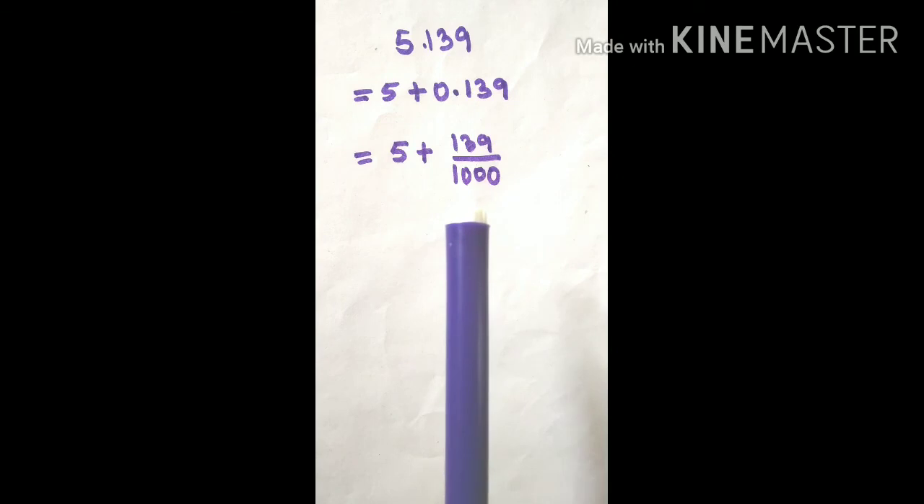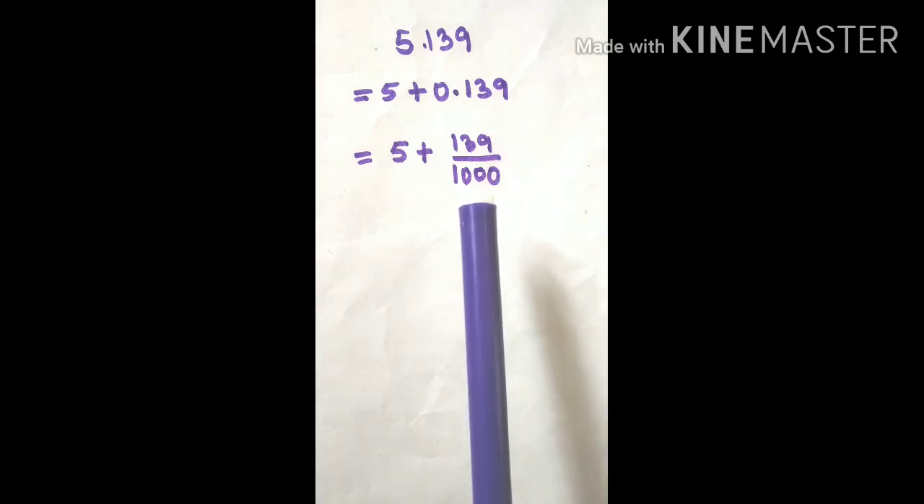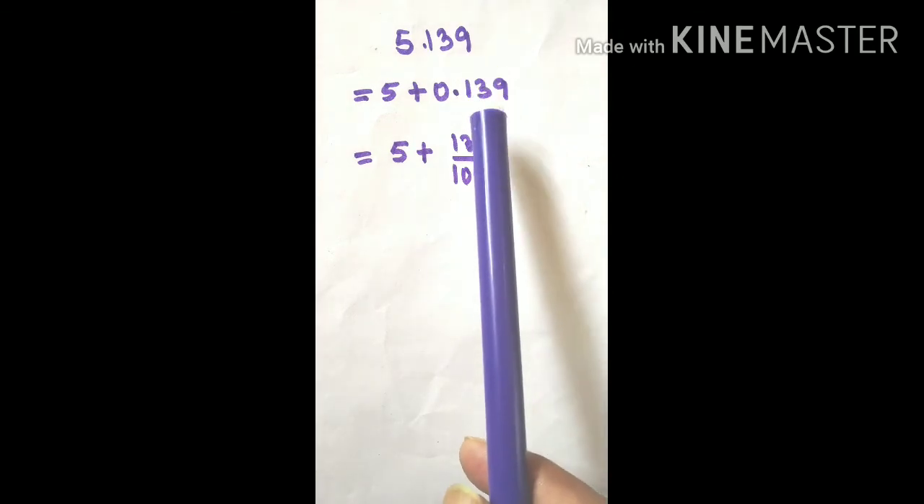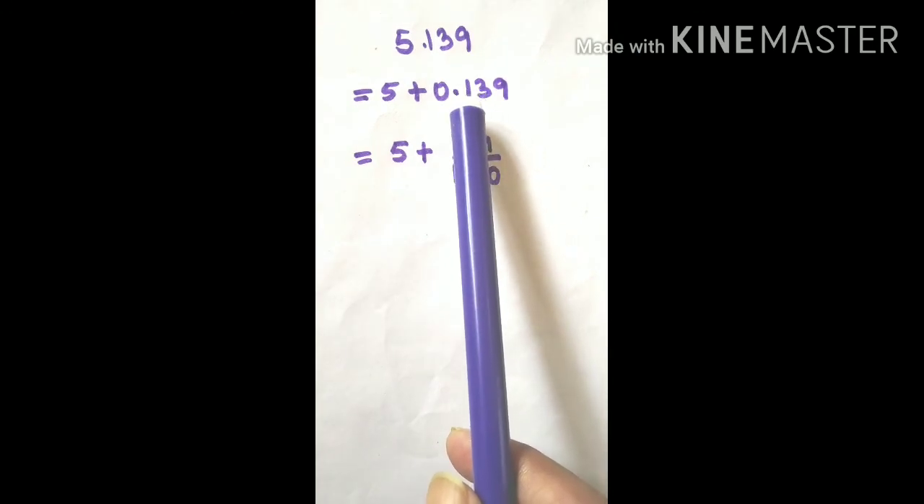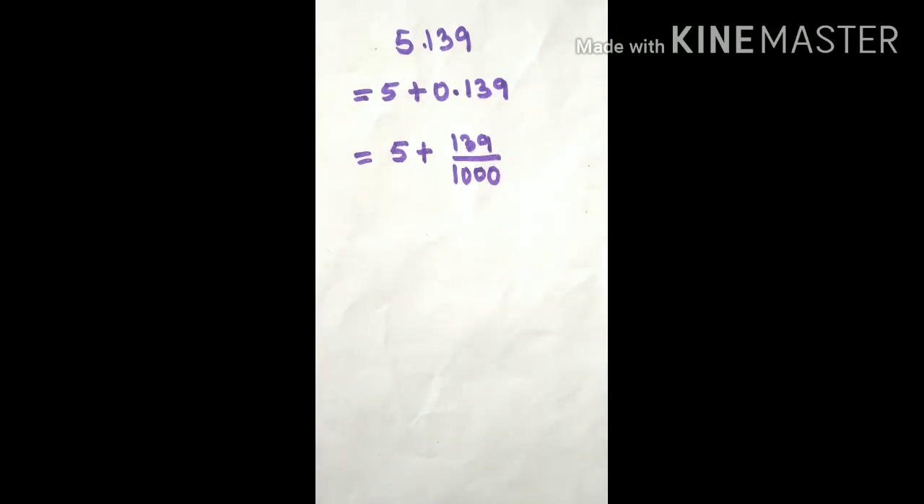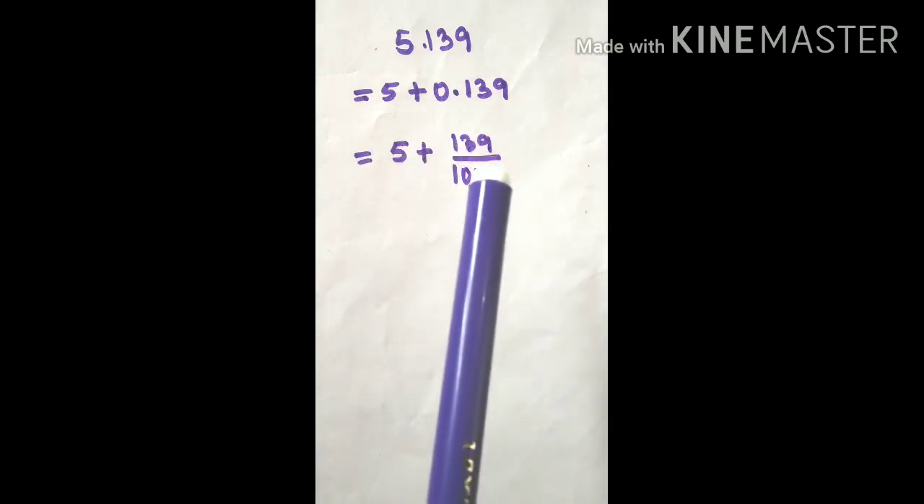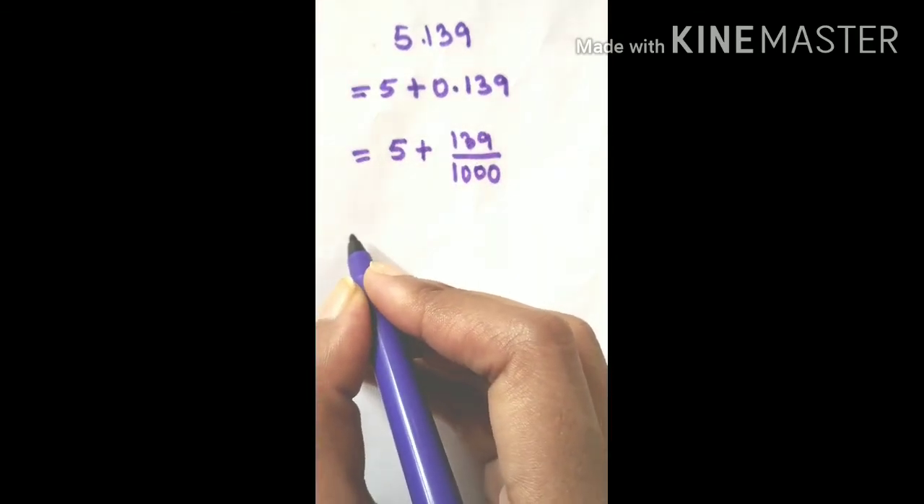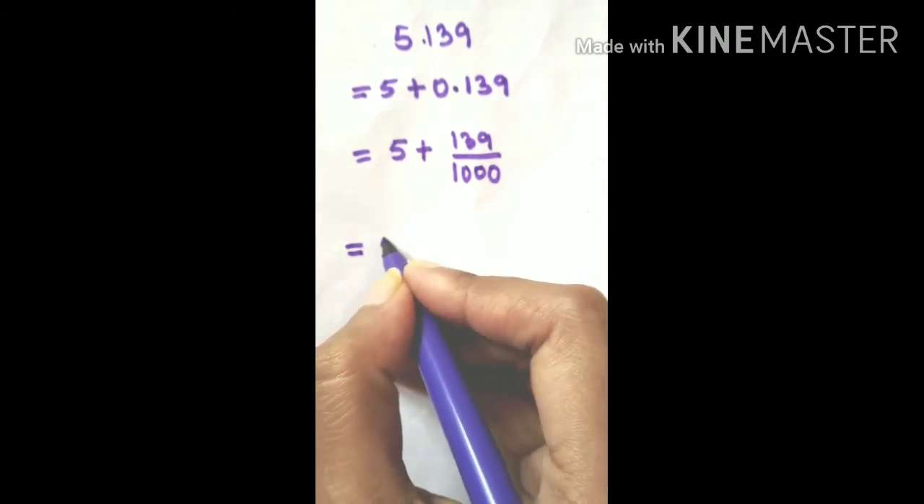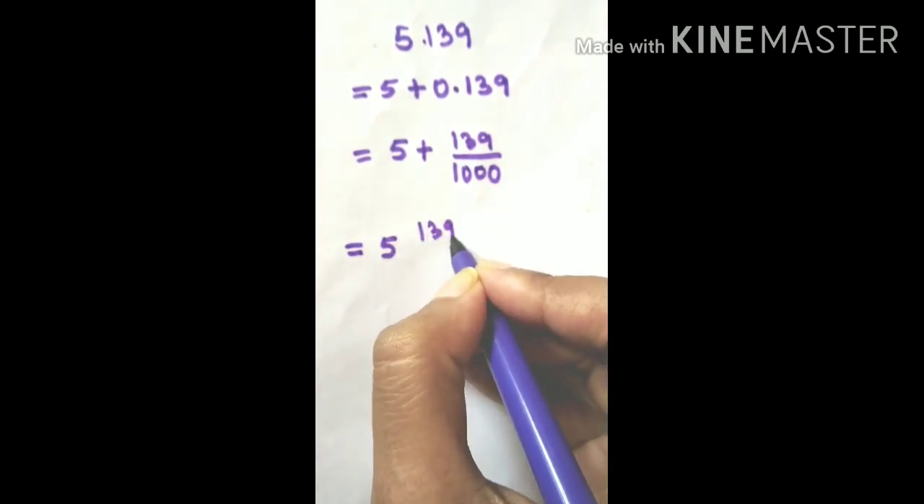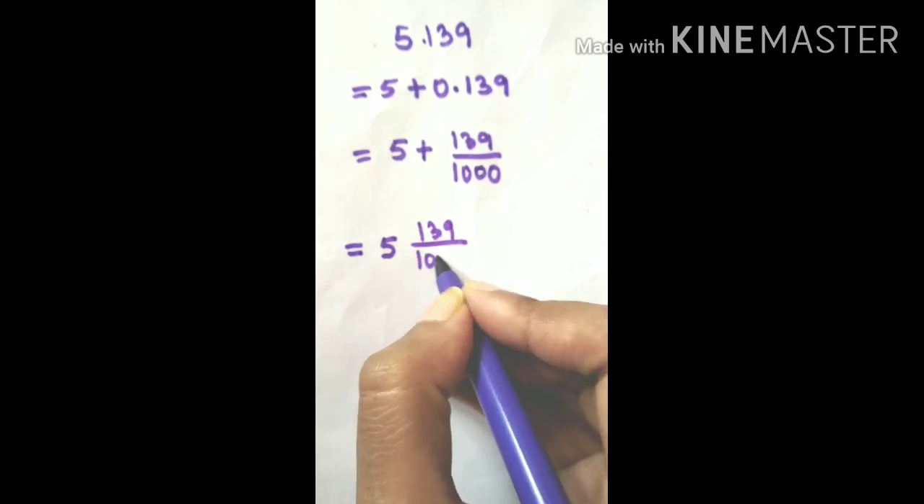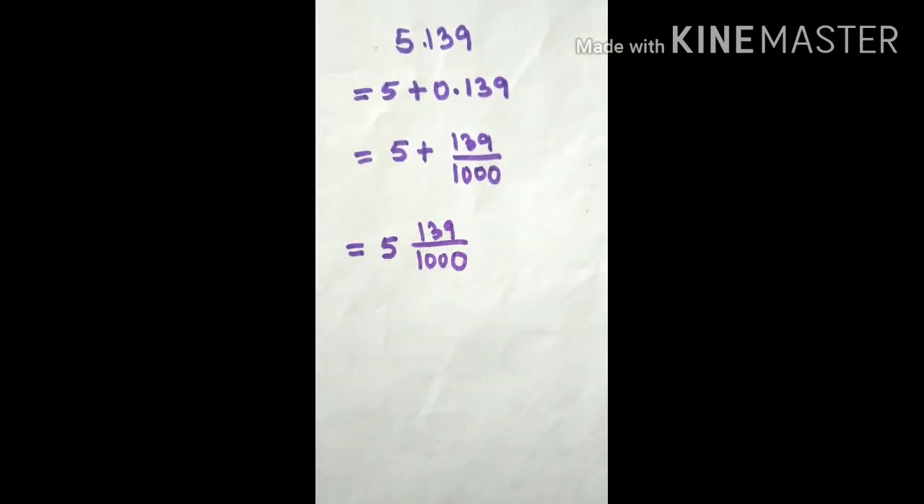Students, in the fraction, the denominator has 3 zeros because there are 3 decimal places after the point. Now students, 5 plus 139 by 1000 can be written as 5 and 139 by 1000. So students, in this way, we can express a decimal as a mixed number.